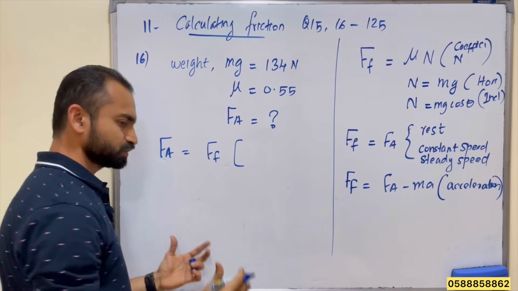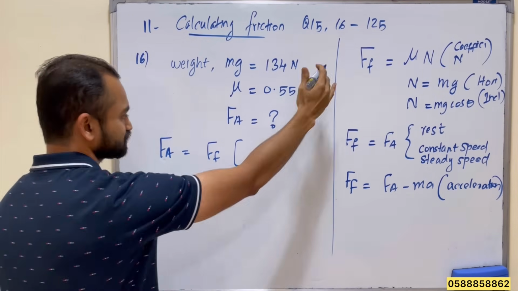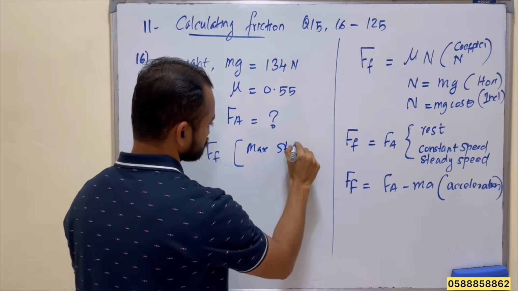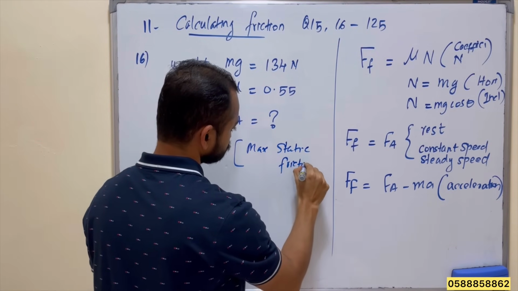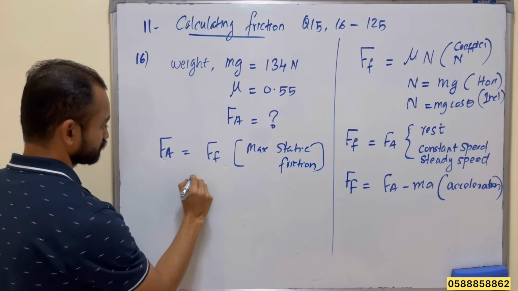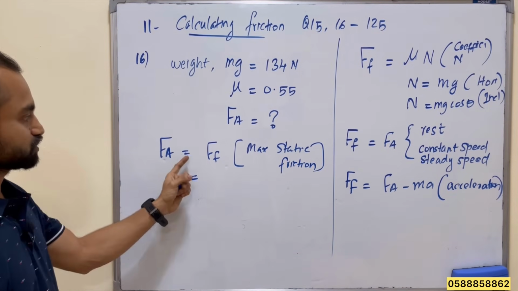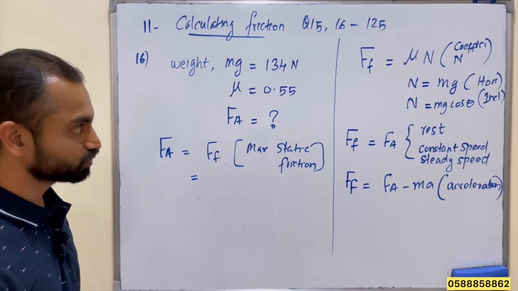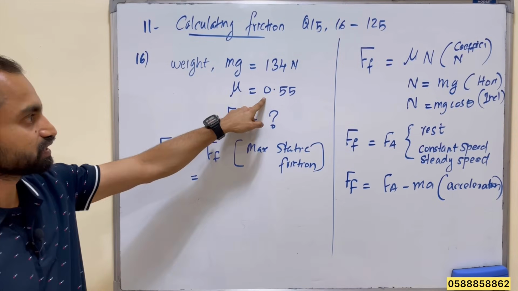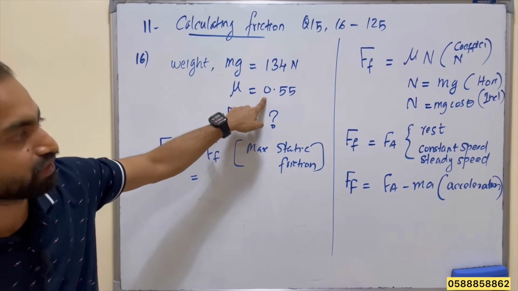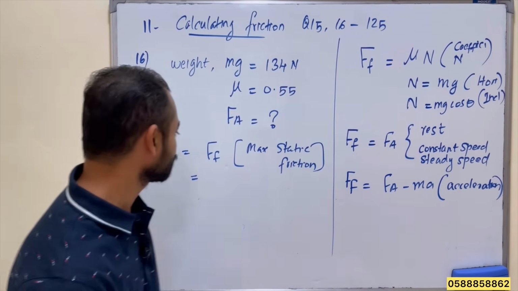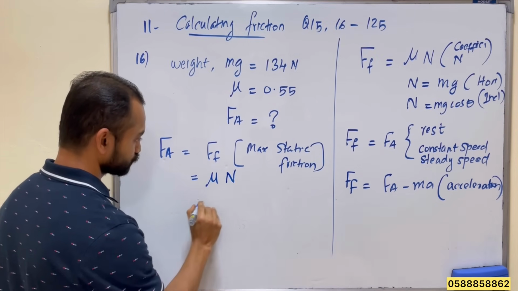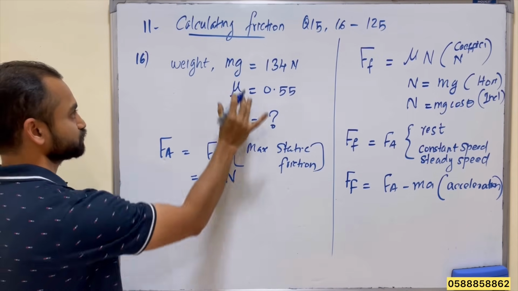Maximum value of static friction in the calculation is the same thing, no difference. So how much force you have to apply? That is equal to maximum static friction. In the question, the maximum value of static friction is not given. You need to calculate that. But what is given? Coefficient of friction is given. If you know the coefficient of friction, which equation will you use to calculate friction? You will use the first equation. So friction is equal to coefficient of friction multiplied by what? Normal force. What is normal force? Normal force is equal to mg, right?